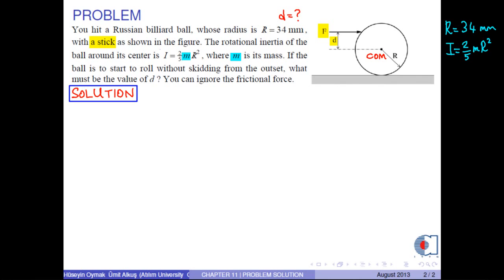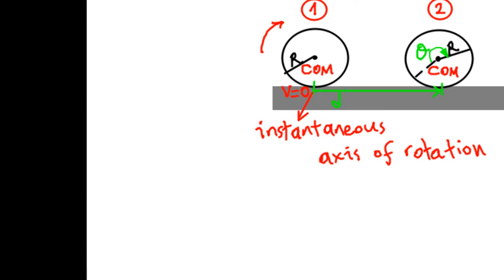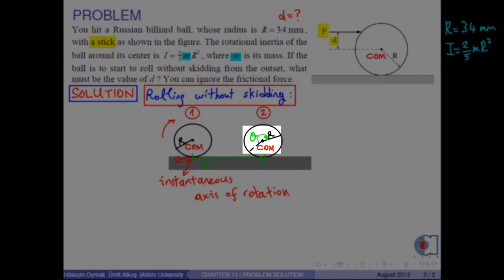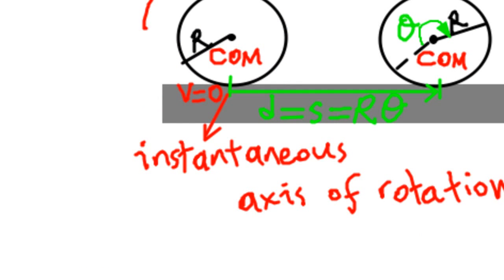First of all, let us investigate the rolling without skidding condition. Assume that the Russian billiard ball goes from position 1 to position 2 by rolling without skidding. Here there is a name for the contact point between the ball and the surface: the instantaneous axis of rotation. At this contact point, the velocity of the ball is 0. If the change in the angle is theta, then distance d is equal to the arc length, which is r times theta.